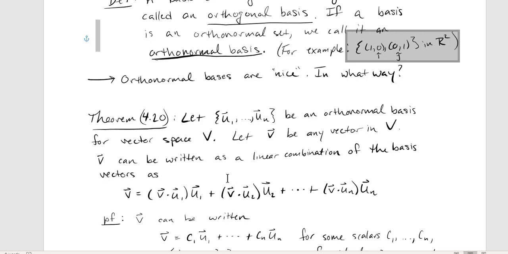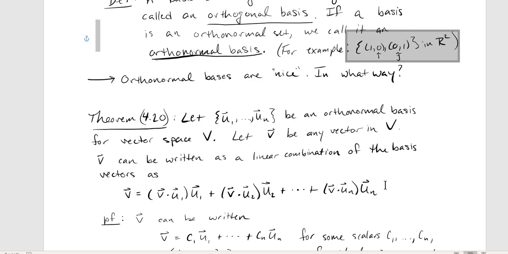Let v be any vector in the vector space. v can be written as a linear combination of these basis vectors very simply in this form, where it's very easy to find how to express it in terms of those basis vectors. It's just that our vector is the vector itself dotted with u1 in the u1 direction, plus the vector itself dotted with u2 in the u2 direction, all the way out to the vector itself dotted with un in the un direction.